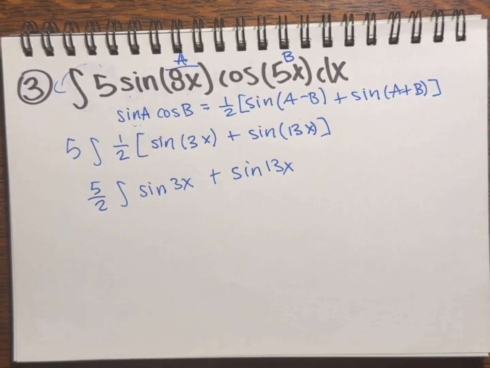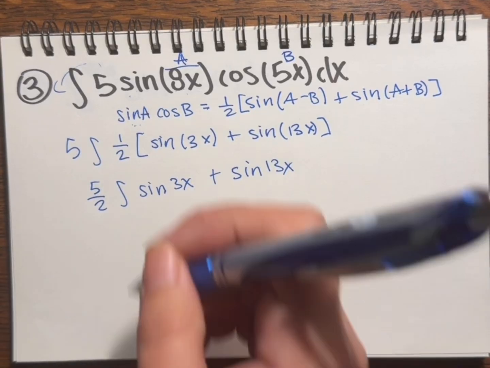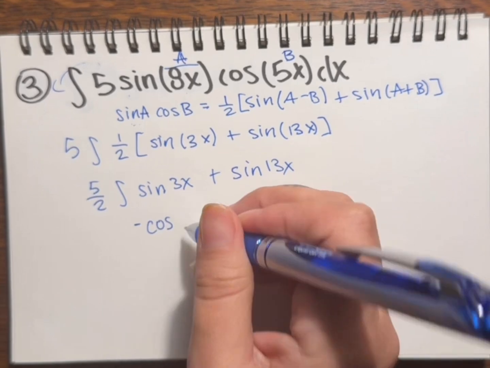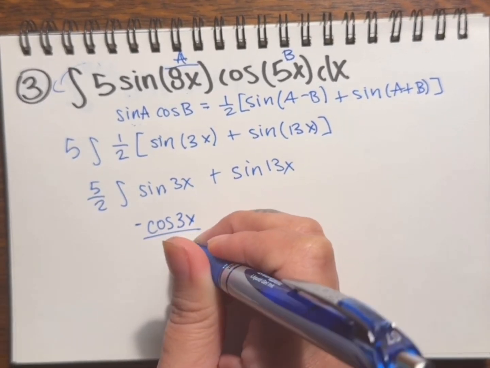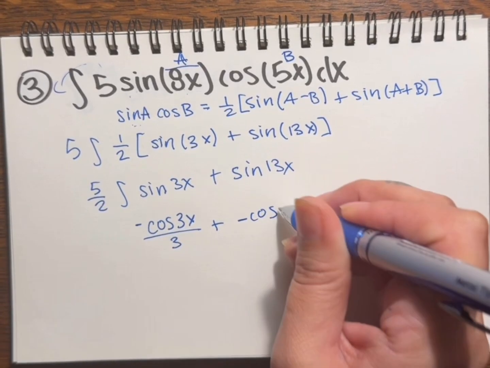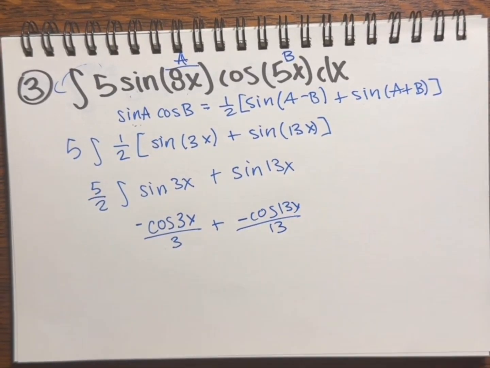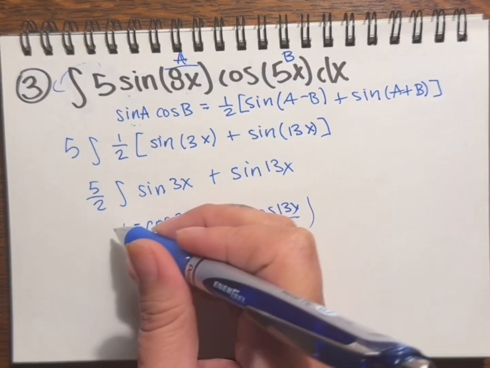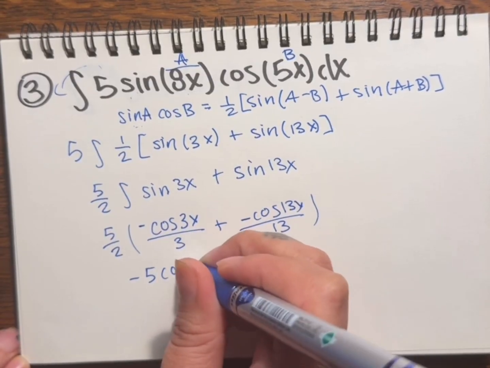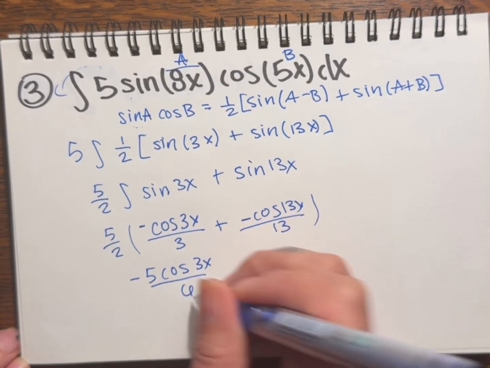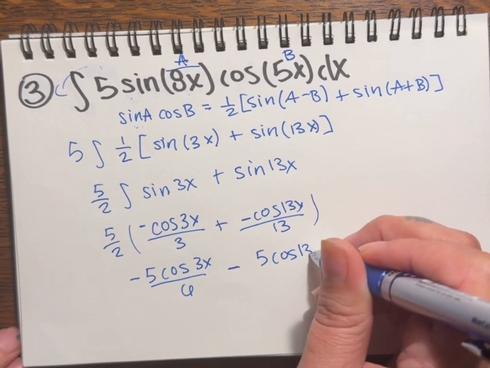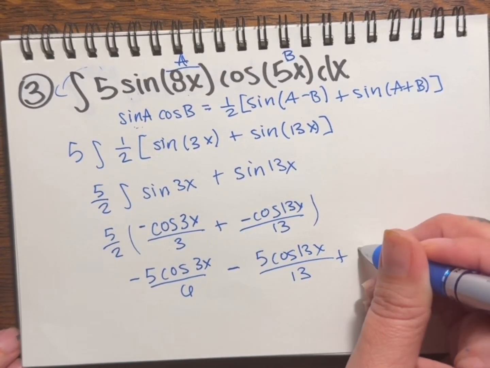And now I could just integrate this. I know that this is going to be cosine, I mean negative cosine, right? 3x, and then I divide by 3. And then this is going to also be negative cosine 13x divided by 13. And then I bring down the 5/2. I'm just going to distribute that. So it's going to be negative 5 cosine 3x over 6 minus 5 cosine 13x over 13 plus c.